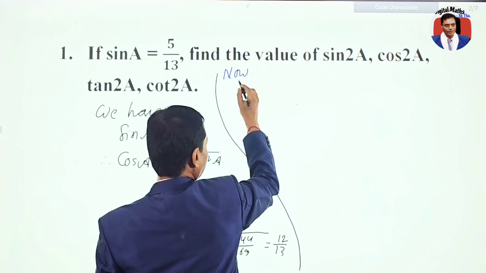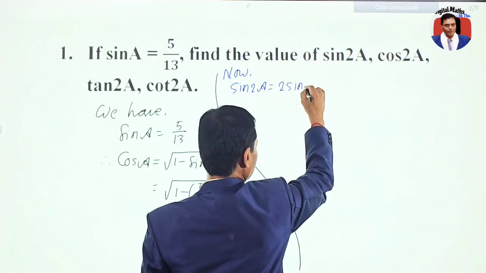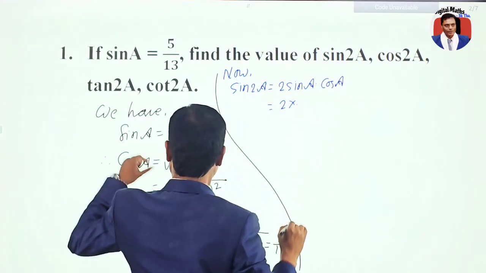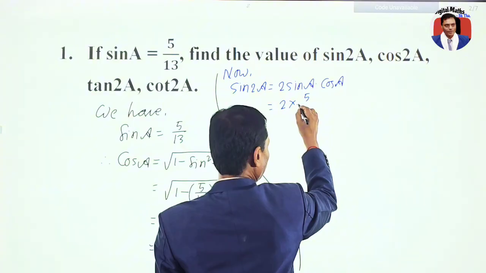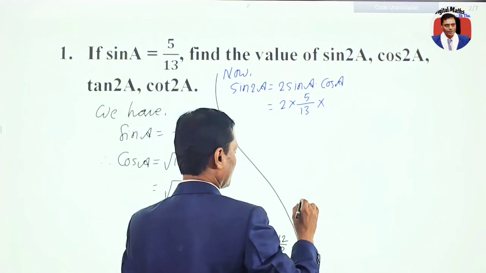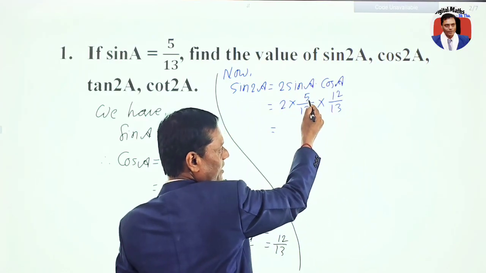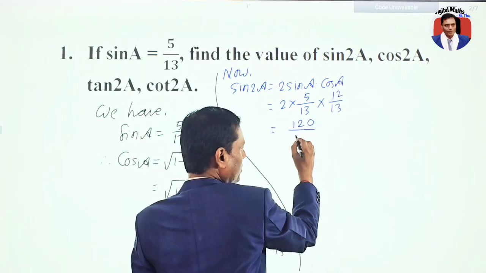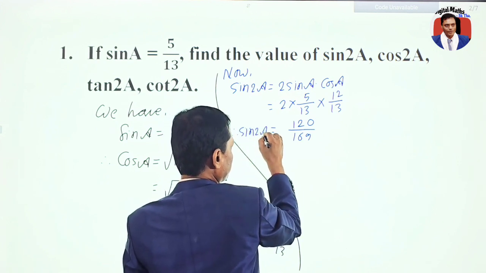Now, sin 2A equals 2 sin A dot cos A. Here 2, the value of sin A we have 5 upon 13, so we can write here 5 over 13 into cos A. Recently we have found the value of cos A equals 12 over 13. Now 2 into 5, 10. 10 into 12, 120. 13 into 13, 169. So that's the value of sin 2A. That's the answer.